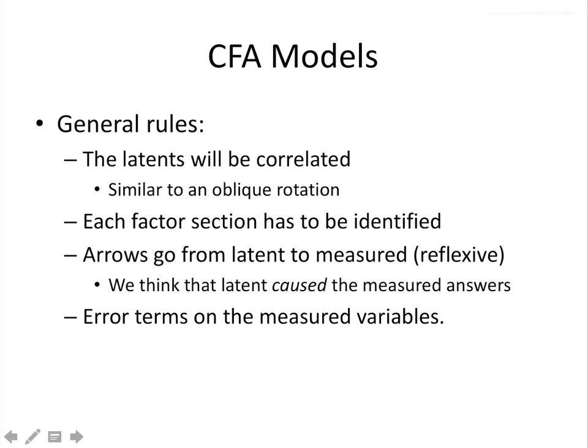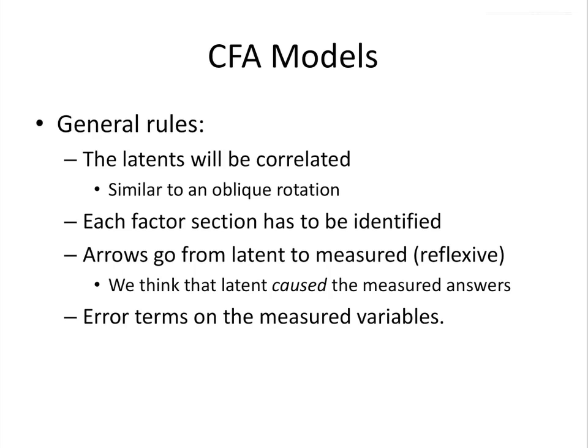Okay, so some general rules about CFA. So latents will be correlated. Remember that lavaan does that for you automatically, as we saw in some of the last examples where it did it and we didn't necessarily want it. The reason that we allow that is because that is similar to an oblique rotation in EFA, and we don't really expect too often to have uncorrelated latent variables, otherwise why are they on the same scale?